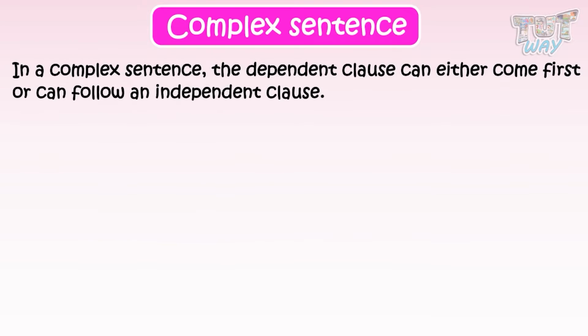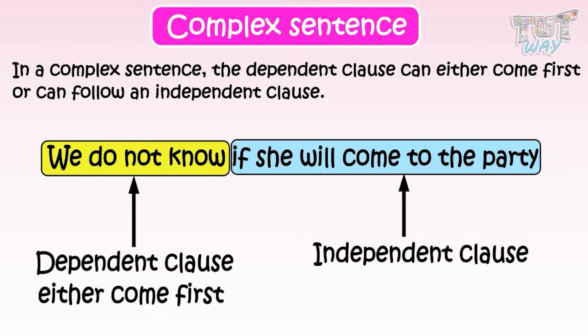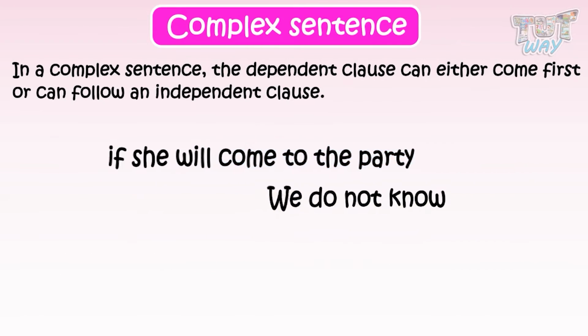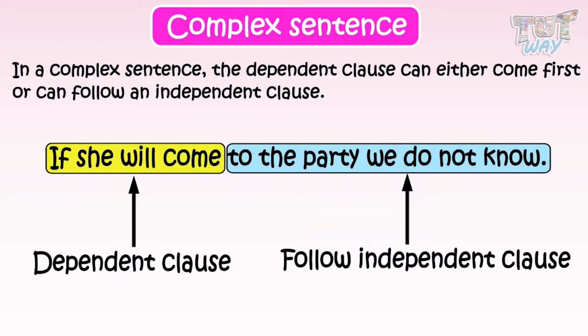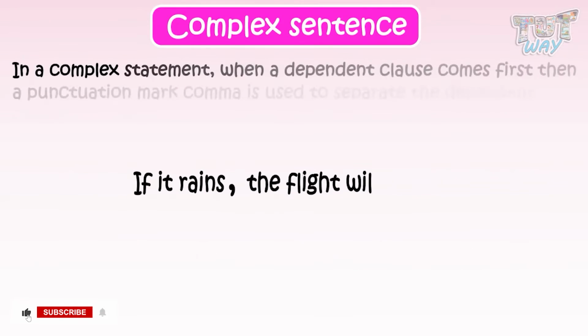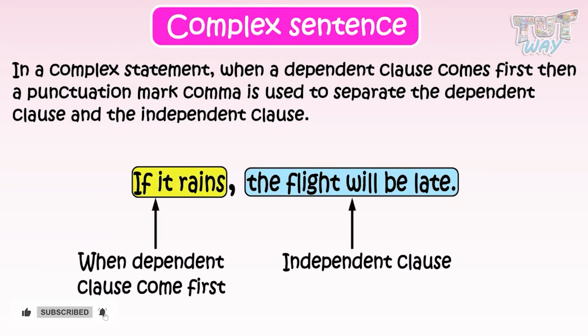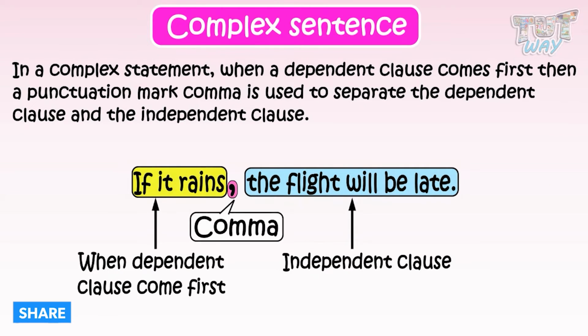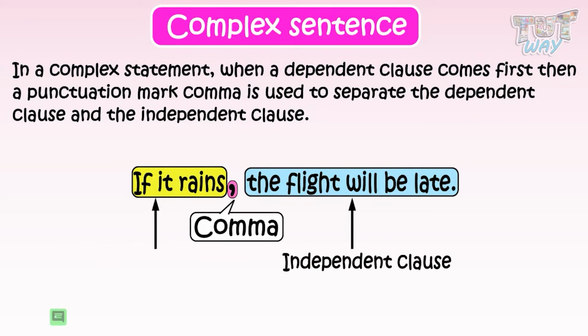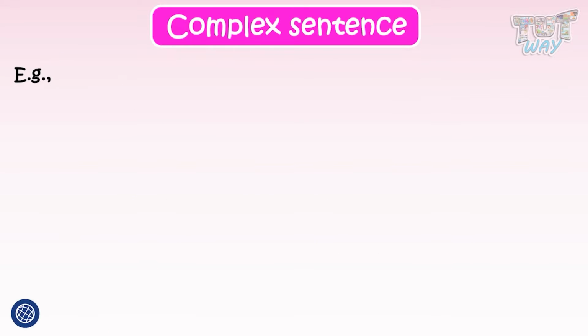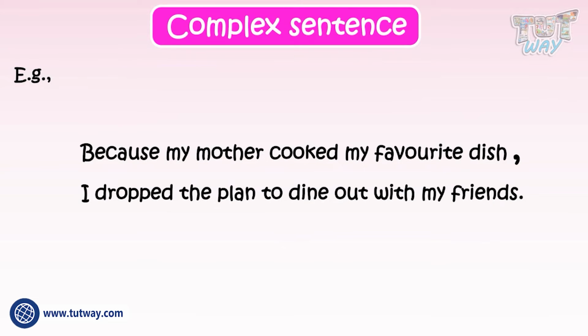In a complex sentence, the dependent clause can either come first or can follow an independent clause. In a complex sentence, when a dependent clause comes first, then a punctuation mark, a comma, is used to separate the dependent clause and the independent clause. For example, because my mother cooked my favorite dish, I dropped the plan to dine out with my friends.